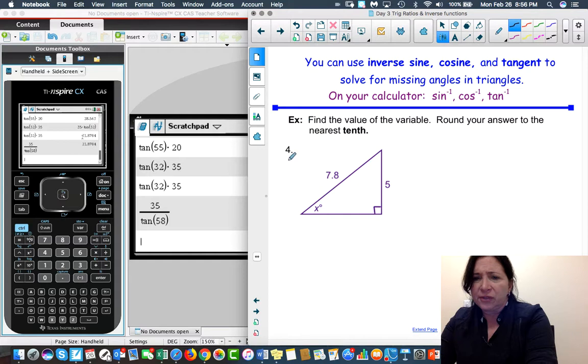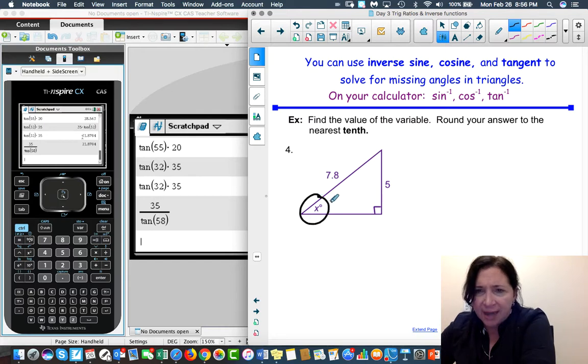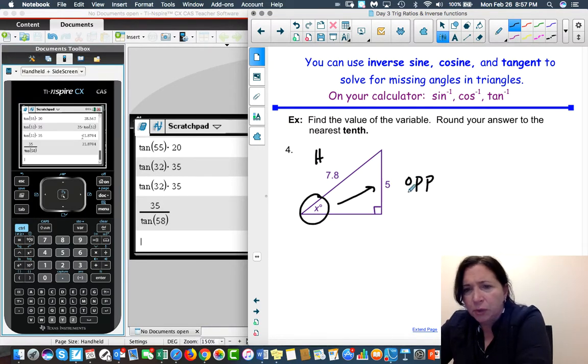Okay, so just a review. Let's do one more of these, using inverse sine, cosine, or tangent. If you are here and you want to find that angle, what do we have? You have to ask yourself, what do you have? You have this side, which is the opposite side. You have this side, which is the hypotenuse. So which one uses the hypotenuse and the opposite side? That's sine. So we're going to say sine of the angle is equal to the opposite side, which is 5, over 7.8. Okay, so we want to isolate the angle.